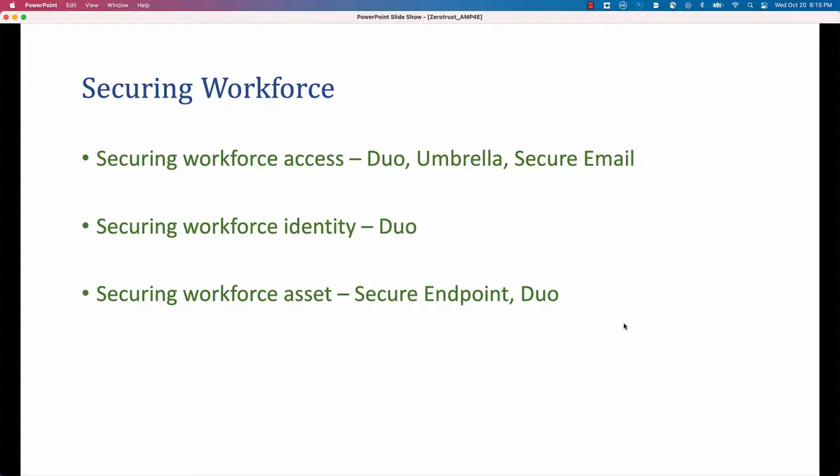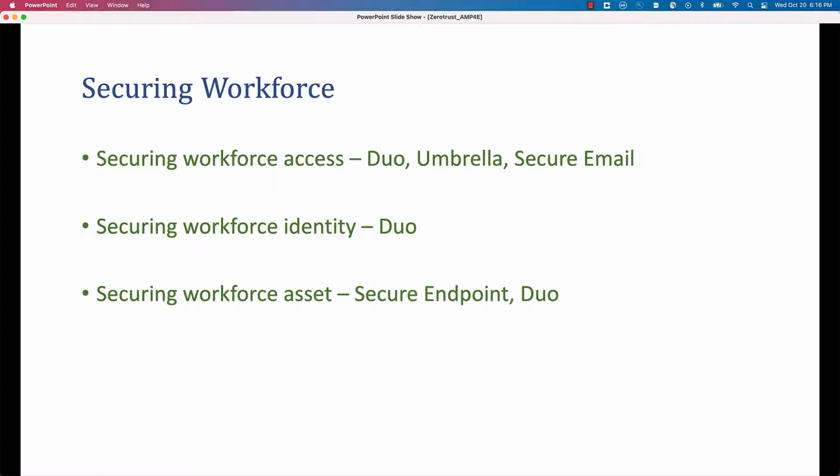Securing the workforce has different aspects to it, right? When we talk about securing the workforce, we're talking about securing what they're accessing, how they're accessing, and who's accessing it, so that only legitimate users are able to access what they're authorized to access. But an important aspect to it is securing their assets as well.